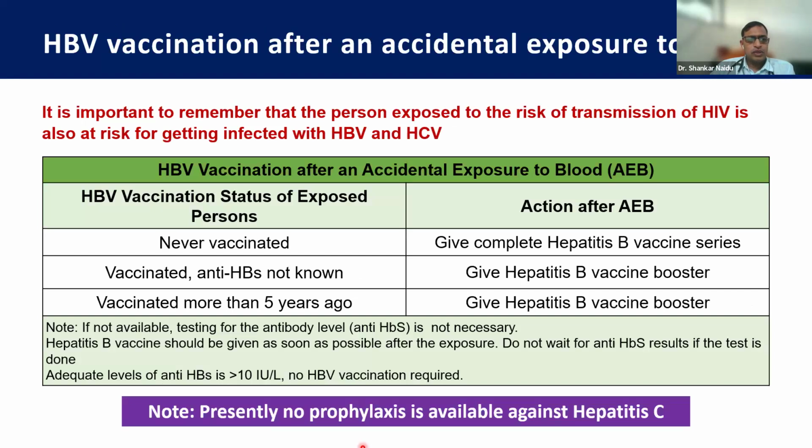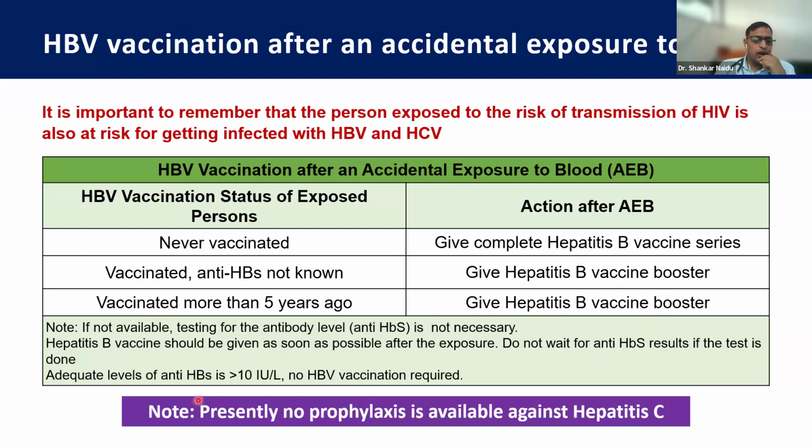Regarding the other blood-borne pathogens like hepatitis B and C, HBV vaccination after an accidental exposure has to be advised to the particular individual. The HBV vaccination schedule depends on the HBV vaccination status of the exposed person. If the person is never vaccinated, then he or she has to be advised complete hepatitis B vaccination. If the person was vaccinated previously and his or her anti-HBs titers are not known, then we can give a hepatitis B vaccine booster. And if the person was vaccinated more than 5 years ago, then again a hepatitis B vaccine booster has to be given.